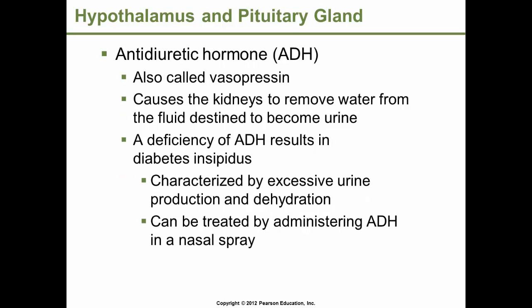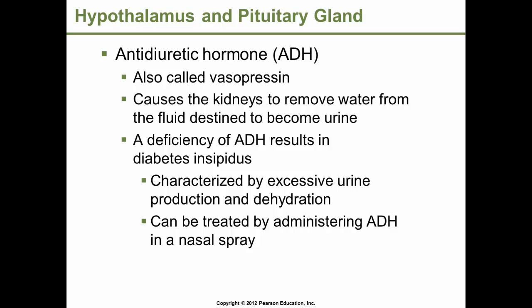Antidiuretic hormone, produced by the hypothalamus but released by the posterior pituitary gland, is also called vasopressin because of its role in constricting blood vessels and raising blood pressure. How antidiuretic hormone acts is it causes the kidneys to remove water from the fluid that's destined to become urine and return that water to the blood.